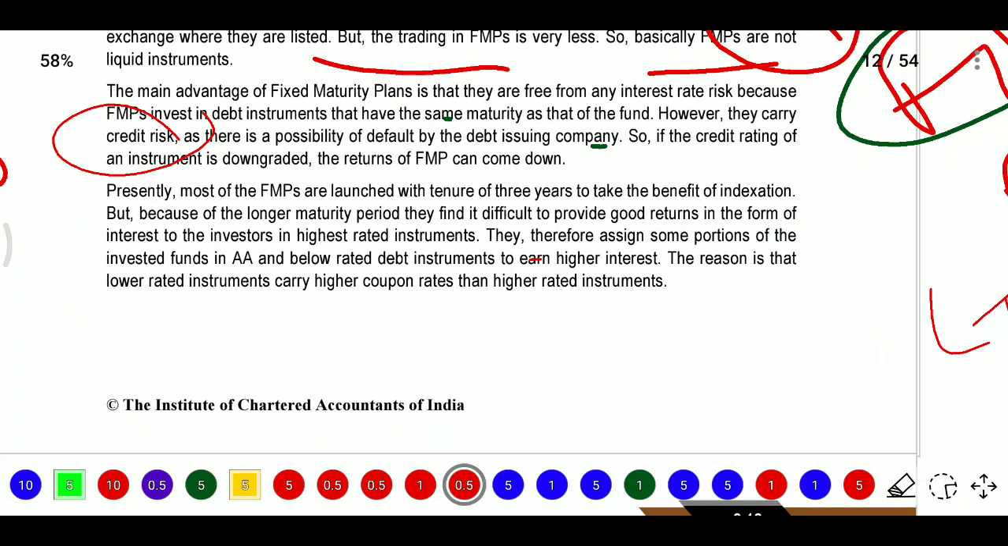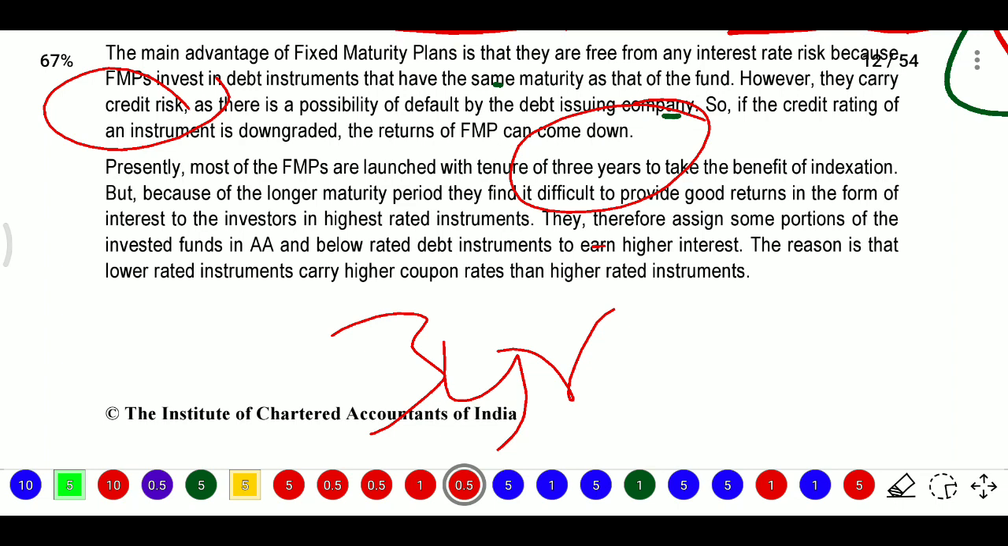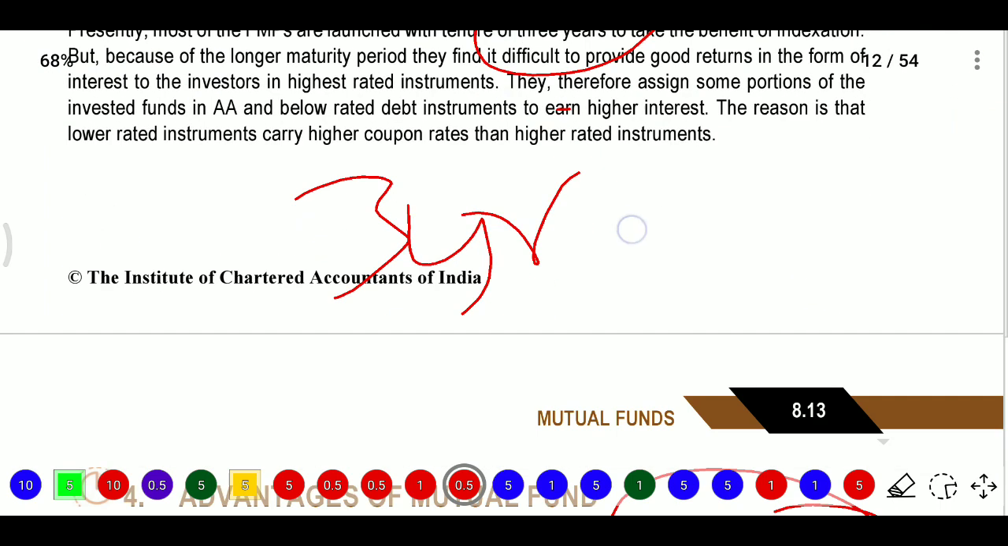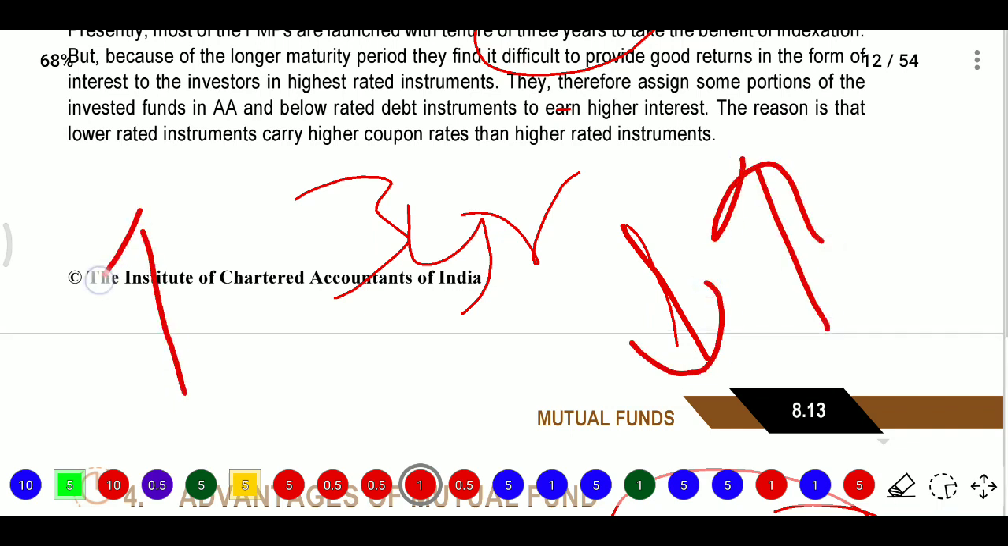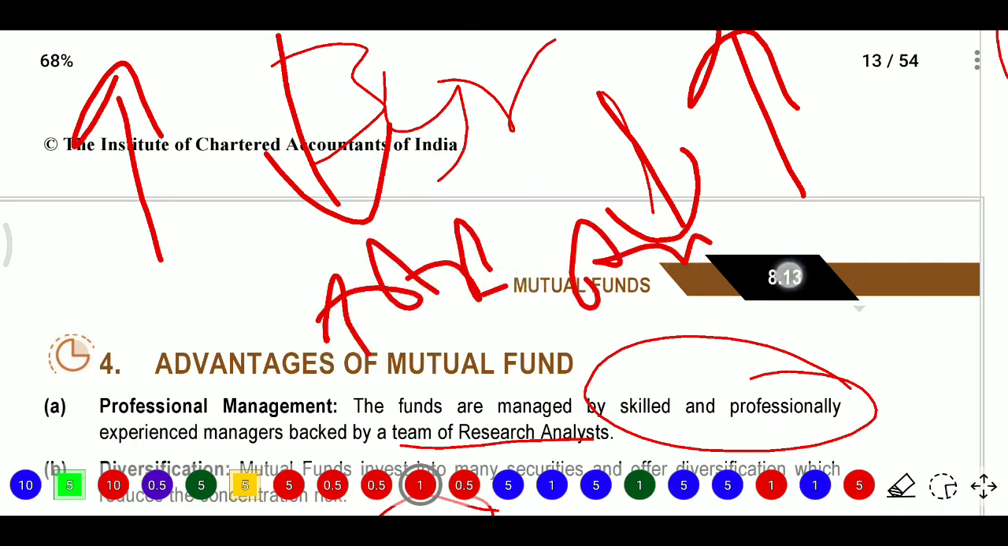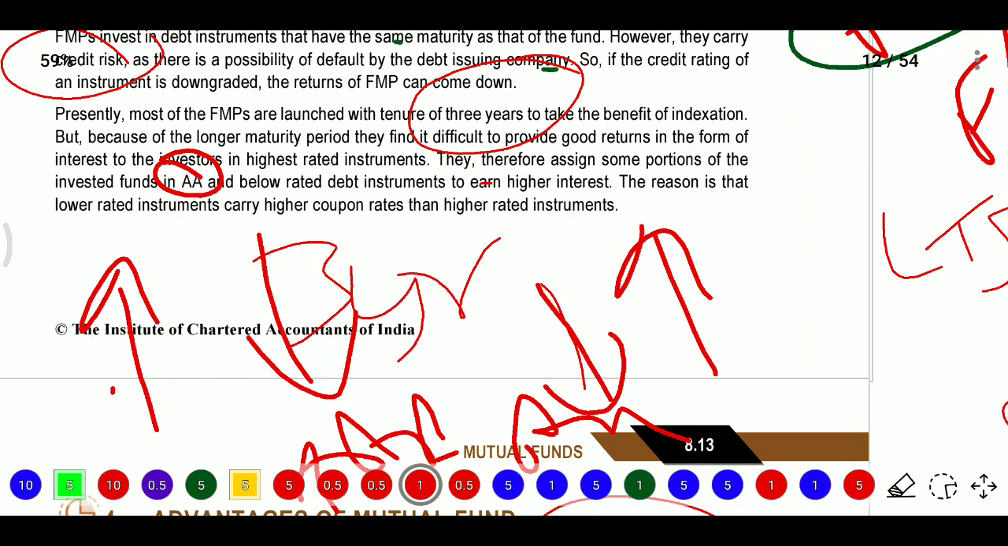Now, presently most of the FMPs are launched with a tenure of 3 years, which is the tenure needed to take the benefit of indexation. But because of the longer maturity period, they find it difficult to provide good returns in the form of interest to investors in the highest rated instruments. So they assign some portion of the invested funds to double A and below rated debt instruments. When you have a low rating it has high risk, and when you have a high rating it has low risk. Triple A and triple A plus are high rated instruments.